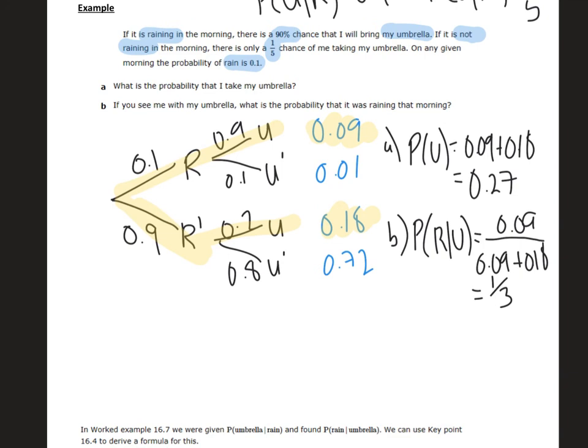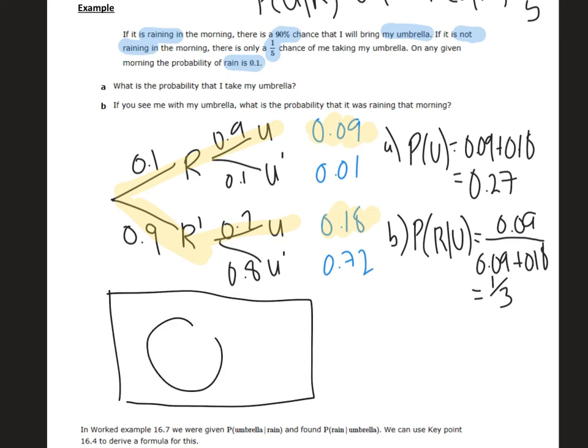If you're not too keen on doing conditional probabilities with tree diagrams, you can always draw a Venn diagram. So rain and umbrella, because you've got all the numbers from the tree diagram now, look. The middle is 0.09. Rain and not umbrella is 0.01. Umbrella and not rain is 0.18, and neither is that. So using the method before, given that you see me with an umbrella, that means I'm looking at this circle. In which of those did it rain? Well, it was 0.09. So it's 0.09 out of 0.09 plus 0.18, which gives us that third.